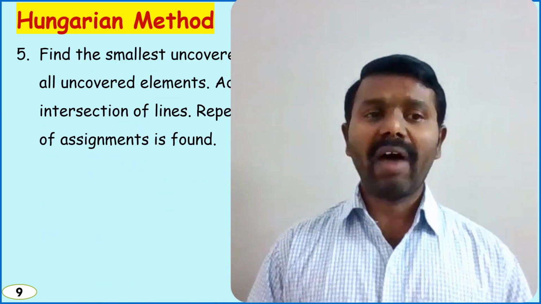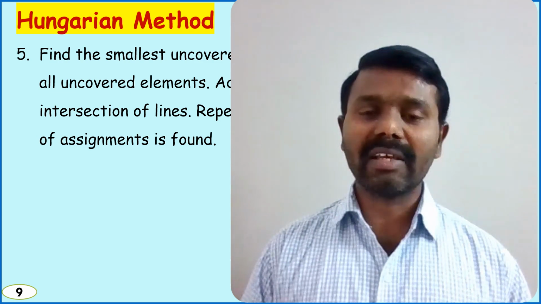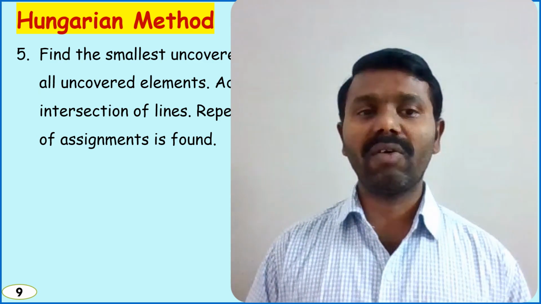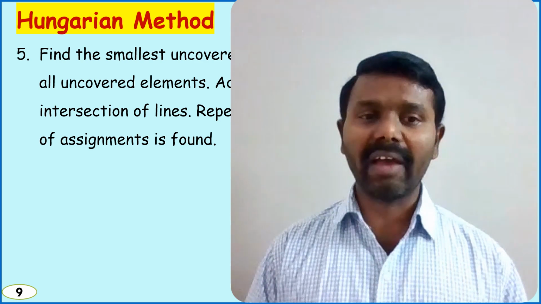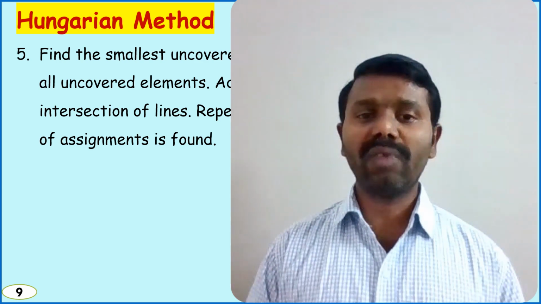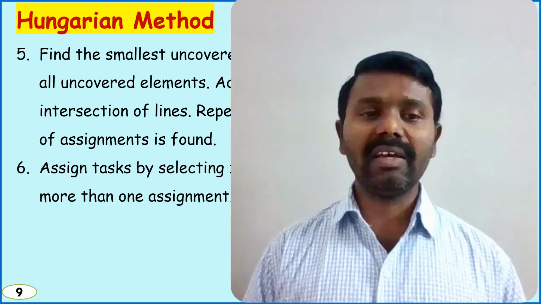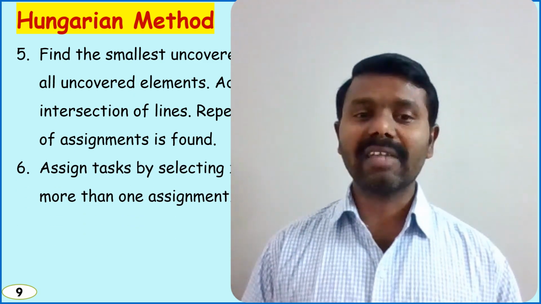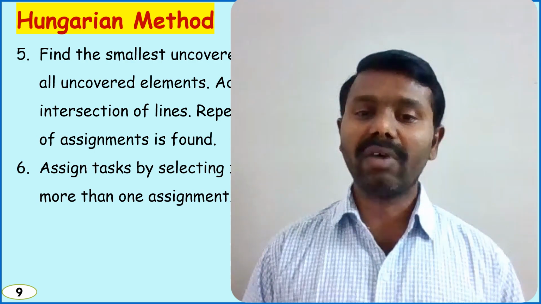The fifth step says: find the smallest uncovered value in the matrix, subtract it from all uncovered elements, and add it to the elements at the intersections of the lines. Repeat steps 3 to 5 until the required number of assignments is found. Finally, assign the task by selecting zeros, ensuring no row or column gets more than one assignment.